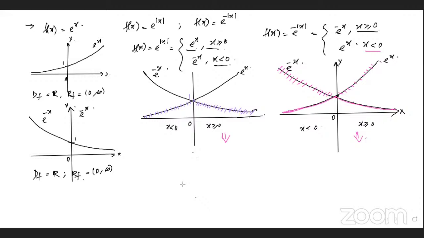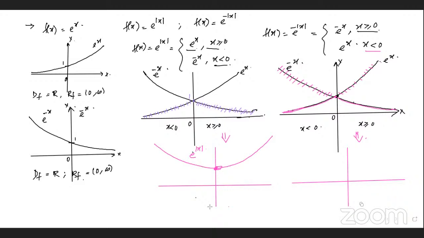So the graphs will look like this. The graph will come here, इधर और उसके बाद यहाँ से चला जाएगा. So ये है आपका e to the power mod of x, and similarly we can have e to the power minus mod of x.